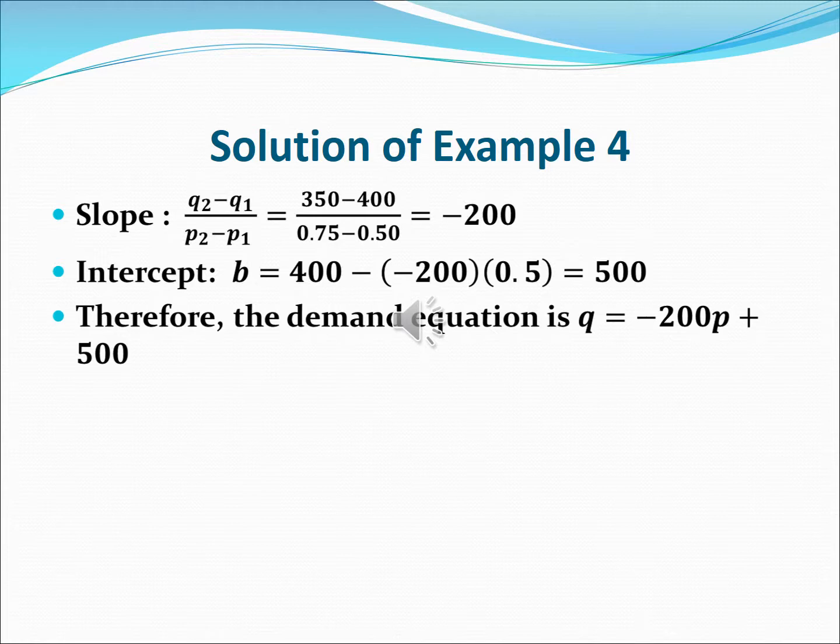Solution of example 4. Slope equals q2 minus q1 over p2 minus p1, which equals 350 minus 400 divided by 0.75 minus 0.50, and that is equal to negative 200. Intercept b is equal to 400 minus negative 200 times 0.5, and that is equal to 500. Therefore, the demand equation is q equals negative 200p plus 500.